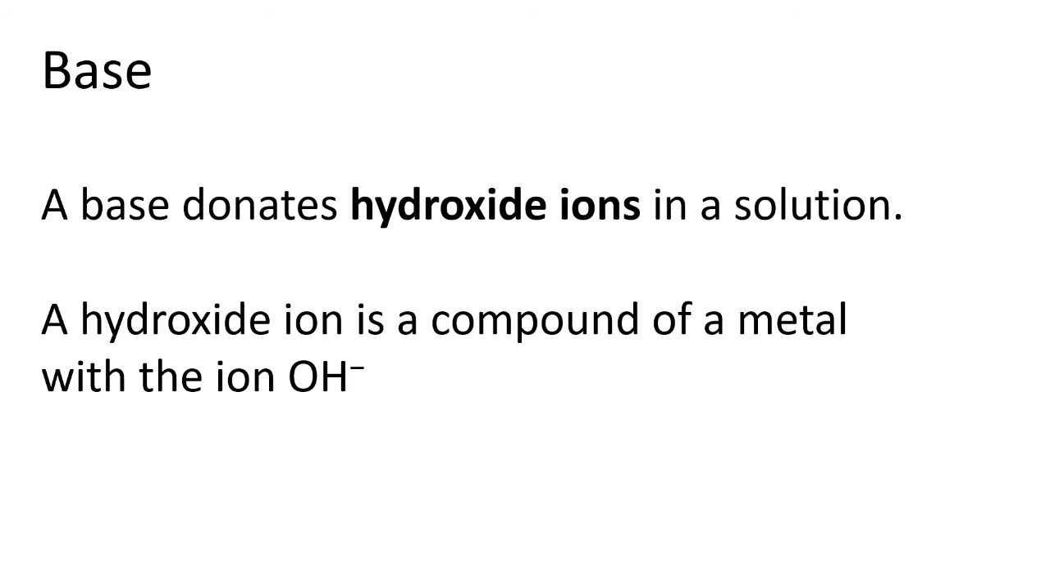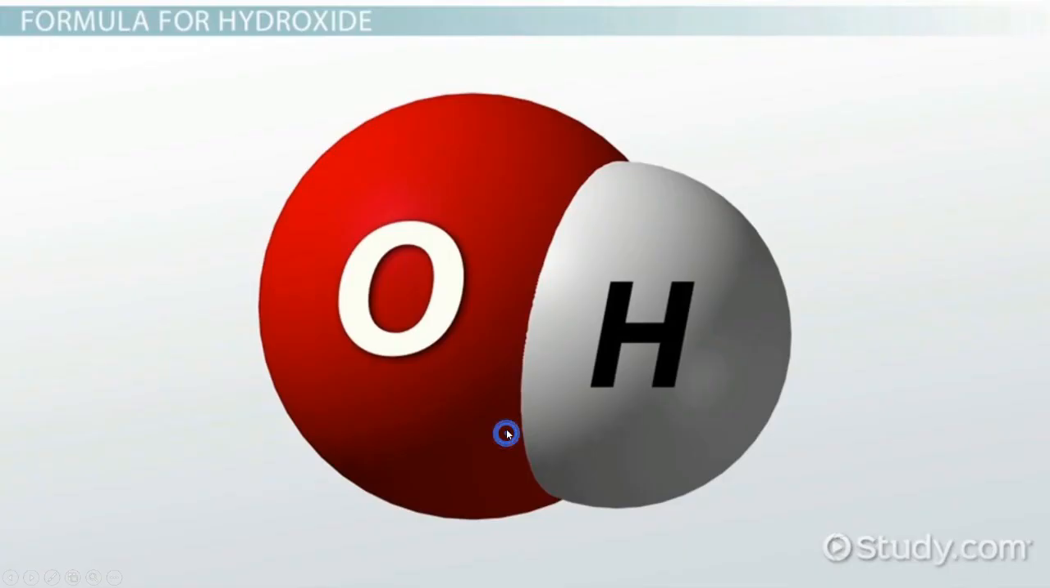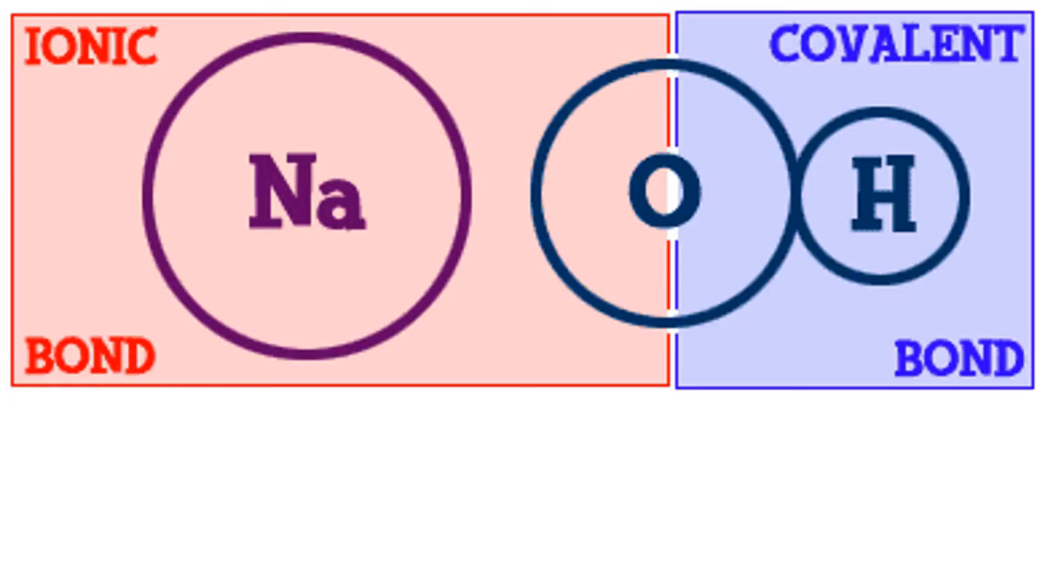Okay, let's talk about a base. A base donates hydroxide ions in a solution. A hydroxide ion is a compound of a metal with the ion OH-, and you've seen this when we were doing polyatomic ions. This is a polyatomic ion with a 1 negative charge. It's made of 1 oxygen and 1 hydrogen. And this is what it looks like. This is a hydroxide ion. And this hydroxide ion likes to bond with metals. So here's sodium bonding to the hydroxide polyatomic ion. This is going to produce sodium hydroxide.